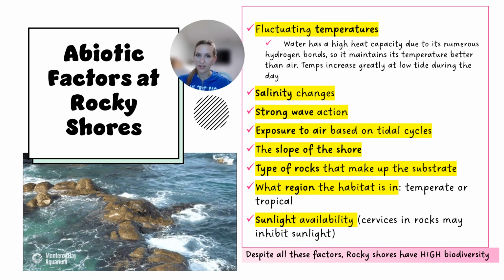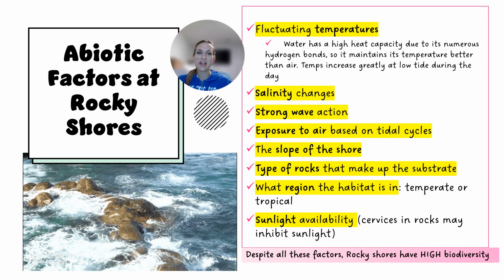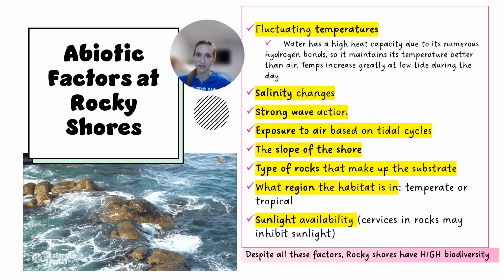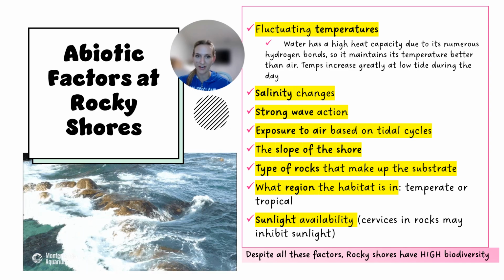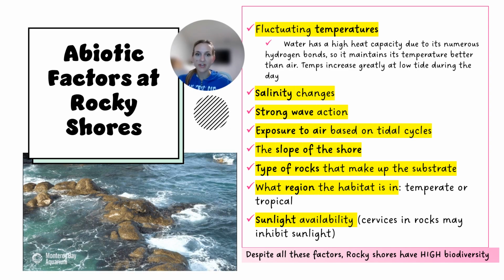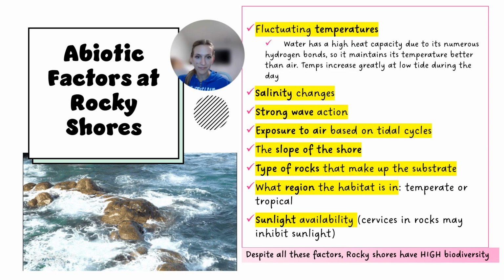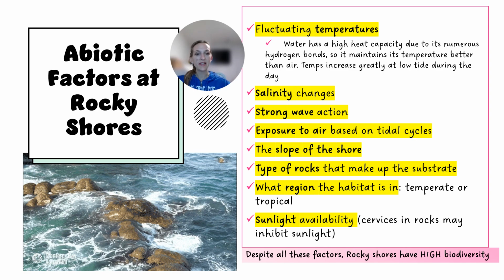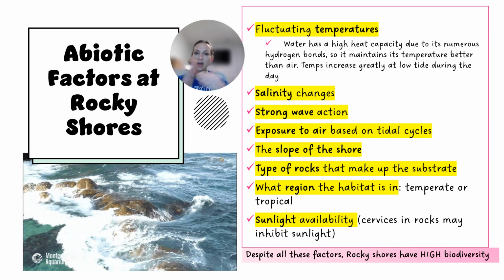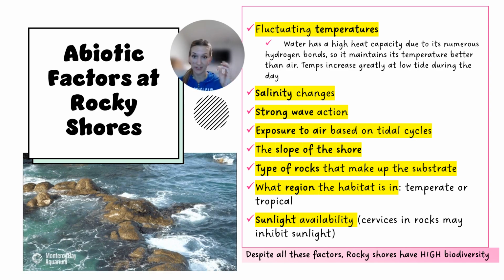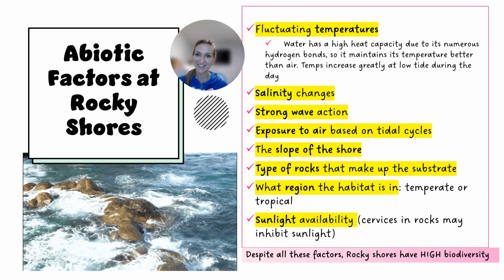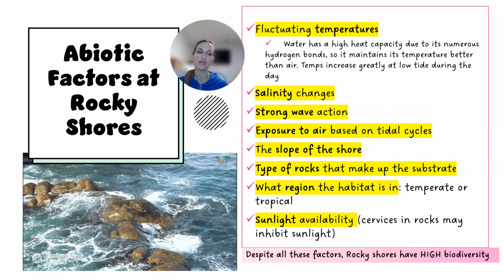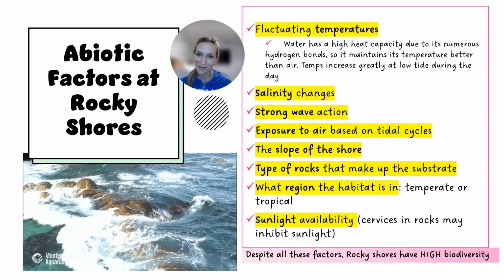Strong wave action. When you think about rocky shores, you should be thinking about strong waves. Exposure to air based on the tidal cycles. So twice a day, at low tide, there's going to be a lot of the organisms exposed to air. The slope of the shore, the type of rock that makes up the substrate, what region the habitat is in, whether it's temperate or tropical, sunlight availability. There might be some areas in the rock where sun is not able to shine, and obviously it's going to limit photosynthesis. And if it's limiting photosynthesis, then it's limiting productivity. But despite all of these factors, the rocky shores have high biodiversity, and we're going to find out why.